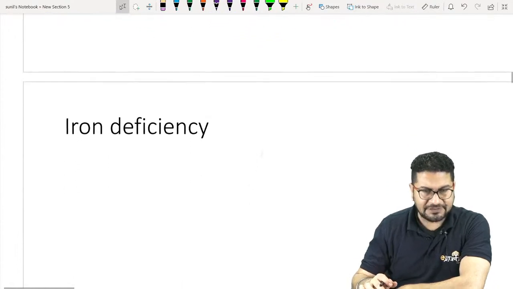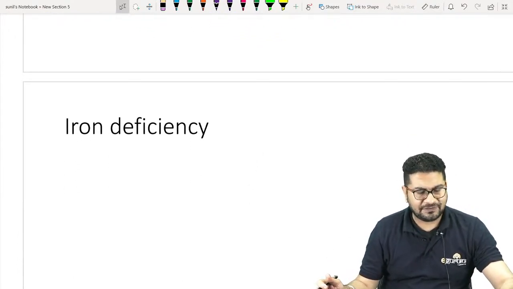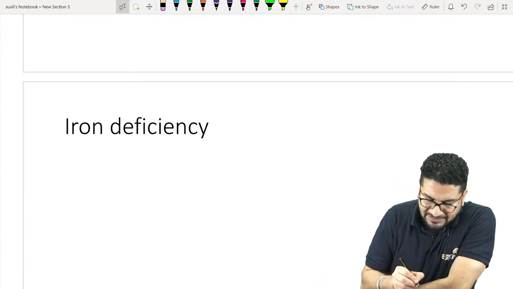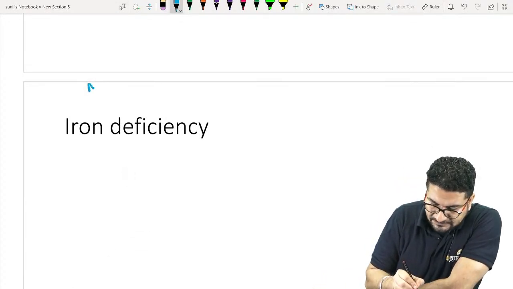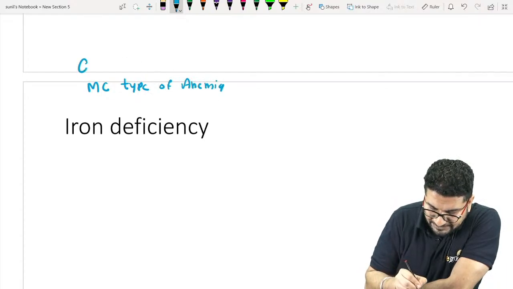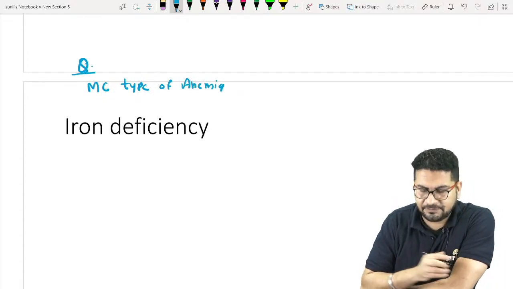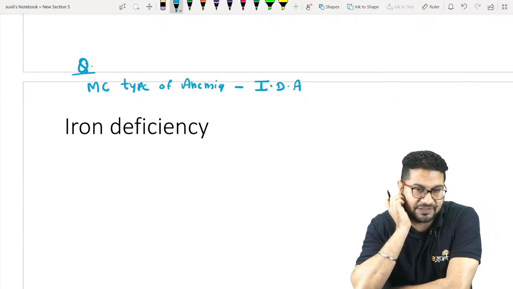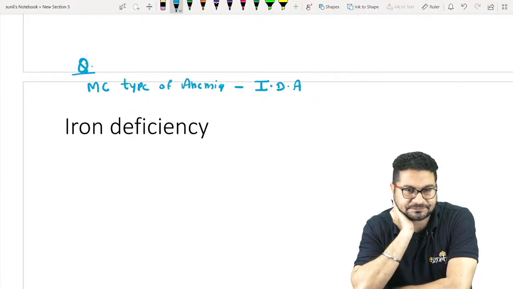Okay, so one by one we'll discuss each type of anemia. First and the most important is iron deficiency anemia. If I say most common type of anemia, what will be your answer? Most common type of anemia will be iron deficiency anemia, IDA in short.